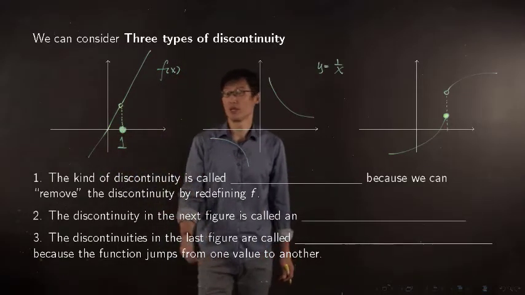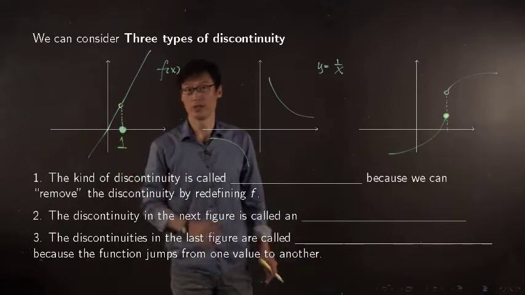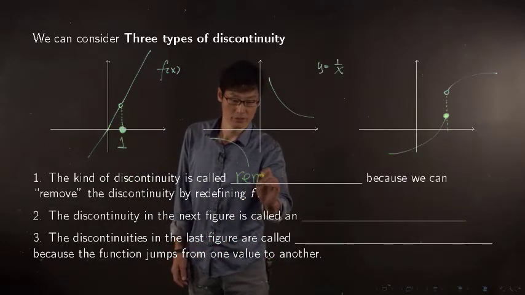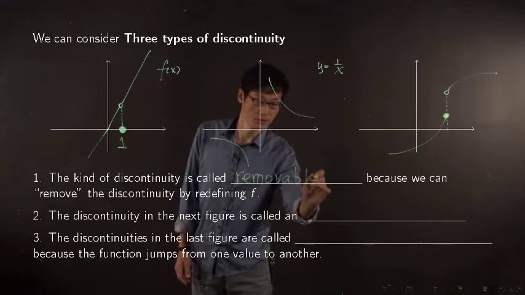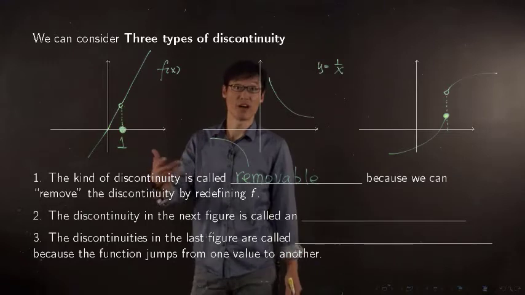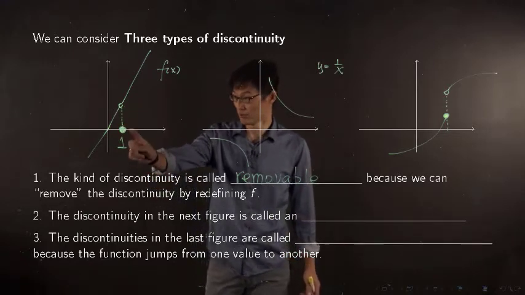In that sense, this first type of discontinuity is called removable discontinuity, because we can remove this discontinuity by redefining this function for 1 point.